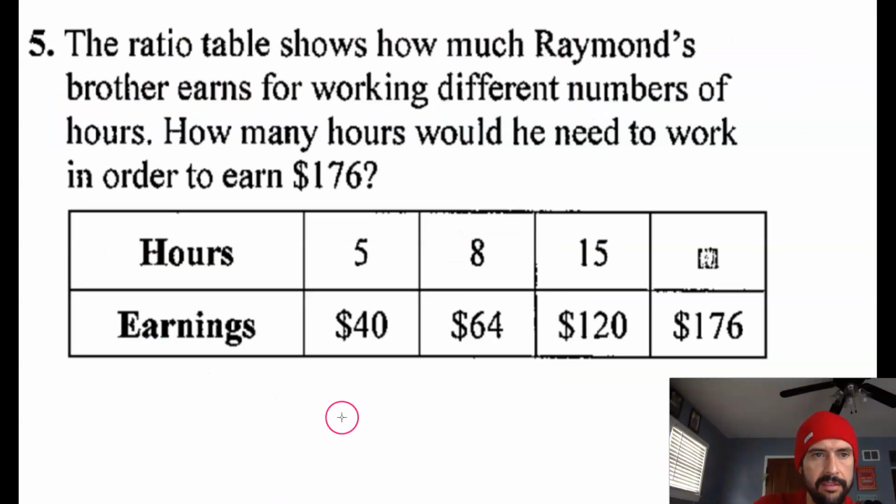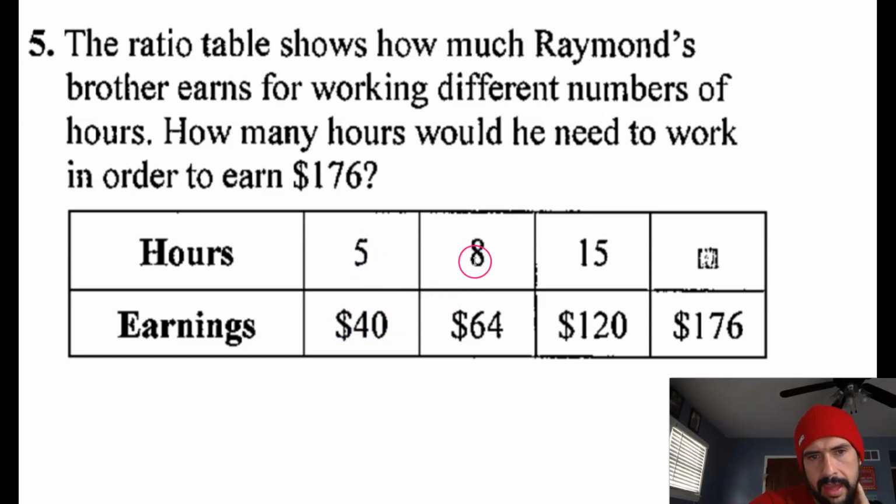The ratio table shows how much Raymond's brother earns for working different numbers of hours. How many hours would he need to work in order to earn $176? So what I'm going to do here is look at my table and see what patterns I can figure out. So let's see here, 5 to 40. So for 5 hours, he earns $40. So let me see here, 5 times what equals 40?